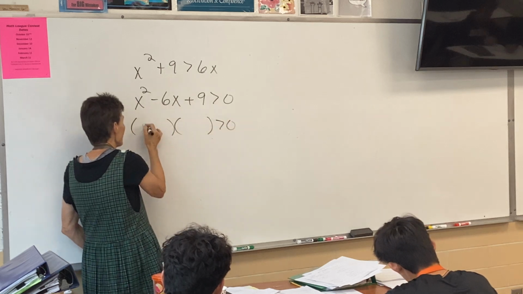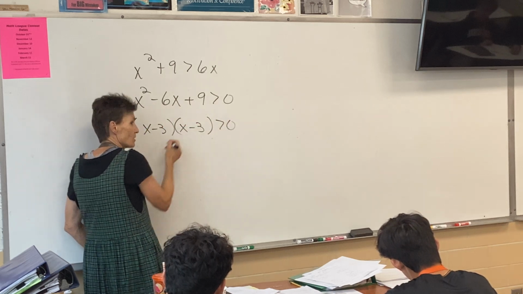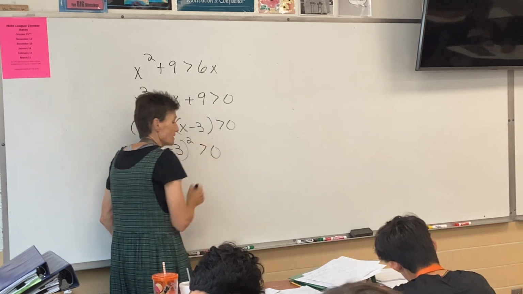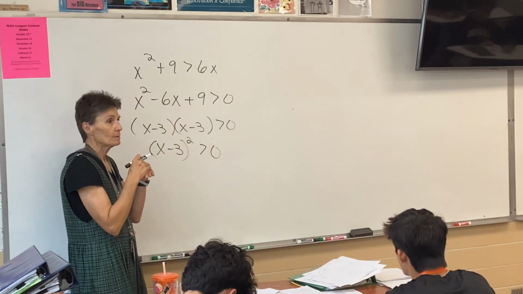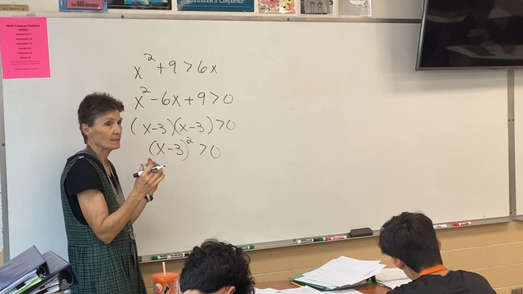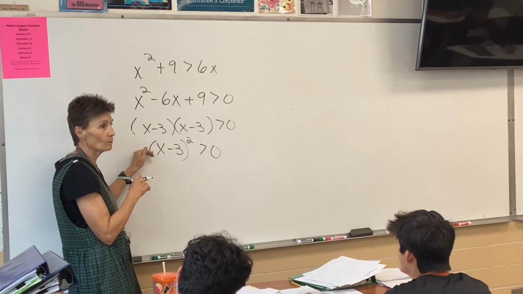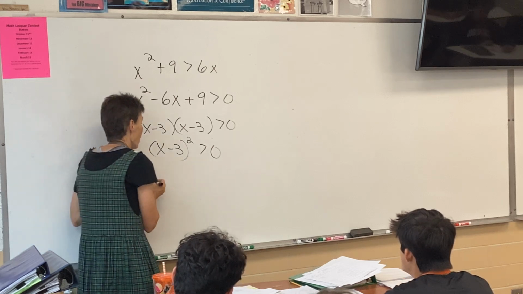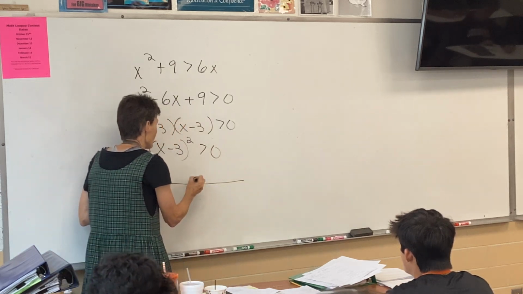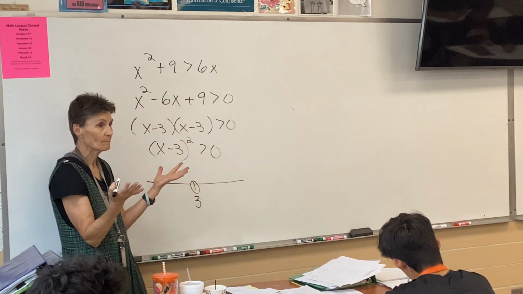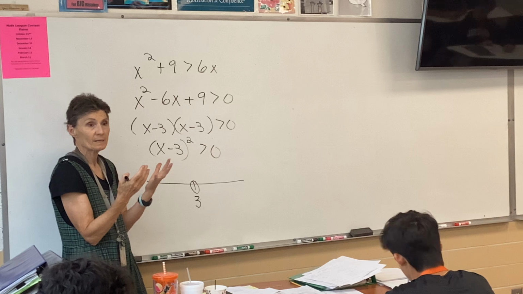And is this another one where the two factors are the same? It doesn't matter how you write it. Either way is fine, this way with the separate factors, this way with one. On the number line, there will only be one dot. Would you agree with me? Because the parentheses are the same. And it will be an open dot.